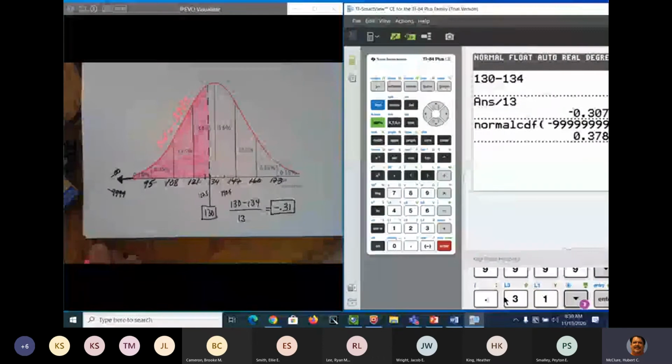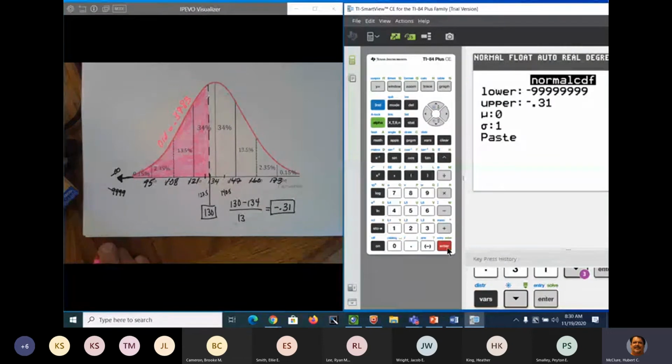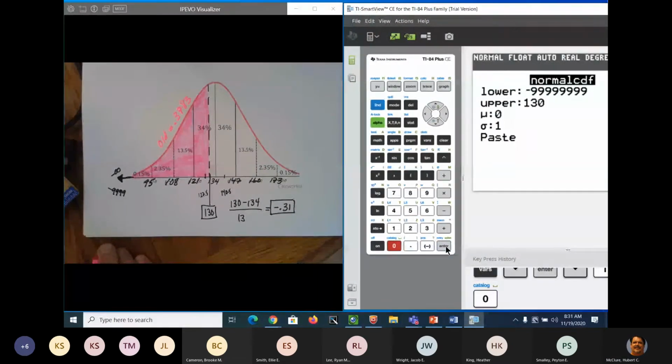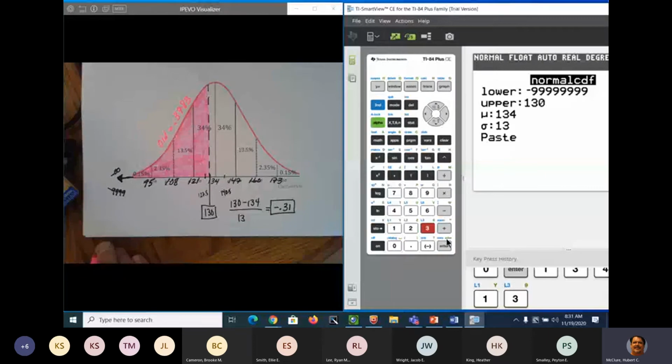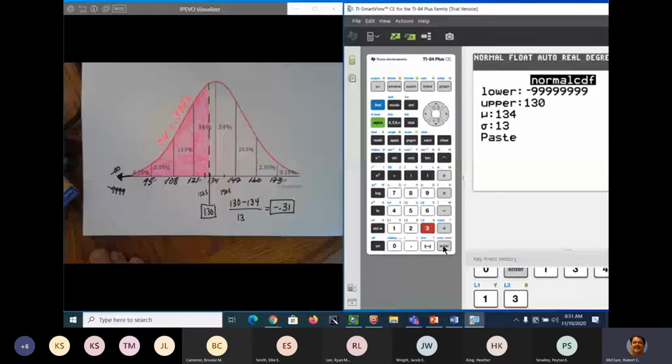Okay, now we'll do a new calculator. Second, VARS, normal CDF, negative 9999 to 130, 134 and 13. Now, granted, the newer calculator will probably be a little bit more detailed because it carries everything to 10 digits internally. So if there's a decimal where we might change it to 2, it will take it to 8. So between the older and the newer calculator, the newer will be more detailed. Enter.